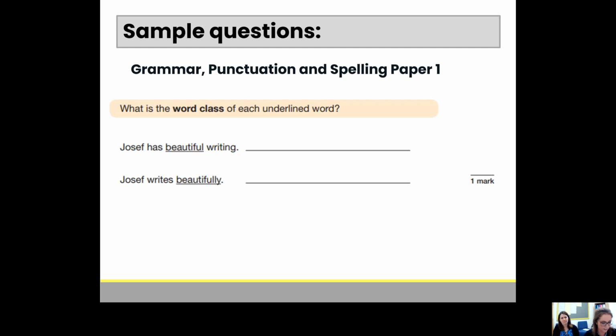So as you can see, children will be assessed on their awareness of different word classes. Word class there just meaning a type of word. So the question's asking here, what word class is the underlined word? Joseph has beautiful writing. The children here using their understanding that it is describing the noun, the writing, so this must be an adjective, whereas Joseph writes beautifully. The word beautifully is describing, telling us more about how the verb happens. So here it must be an adverb.